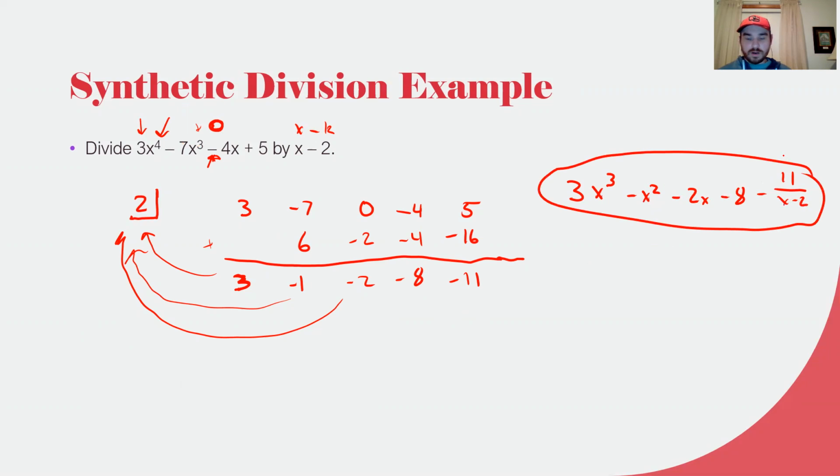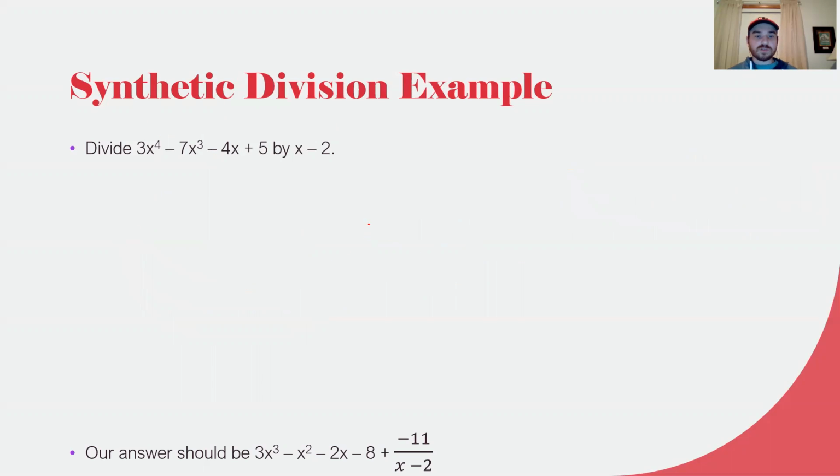This should be our answer here. And we get 3x cubed minus x squared minus 2x minus 8 plus, and they said plus negative 11 over x minus 2. You can do minus 11 over x minus 2. They're the same thing. Now, we can also do this by long division if you wanted to. And if we do that this way, I'll show you just to show you that you get the same thing.